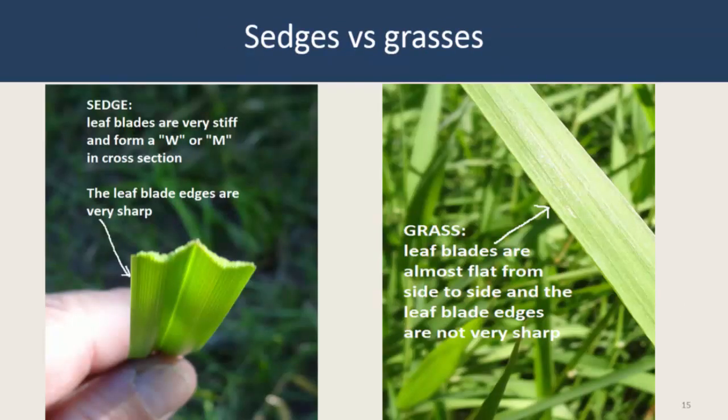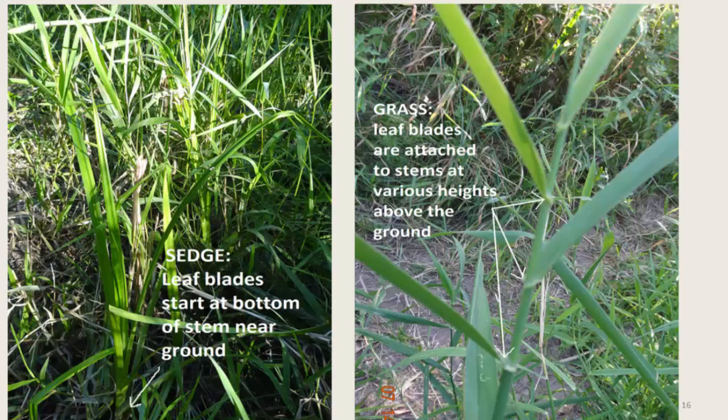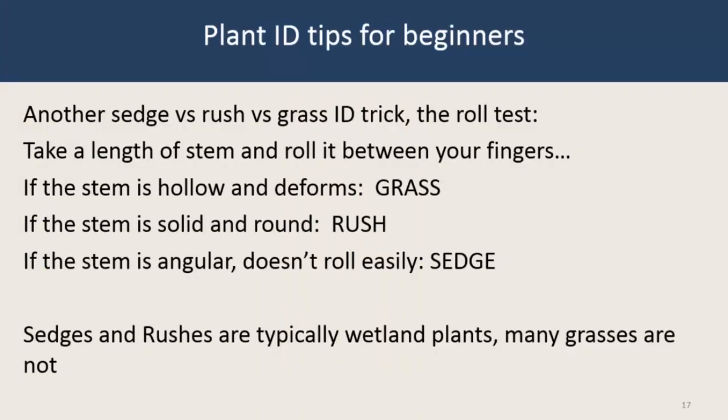The orientation of the way you are holding a sedge gives a W or an M shape. Sedge leaf blades grow from the bottom of the sedge stem typically, whereas grass blades grow from various heights along the grass stem. Here is another test called the roll test that you can use to figure out whether you have a grass or a sedge or a rush.